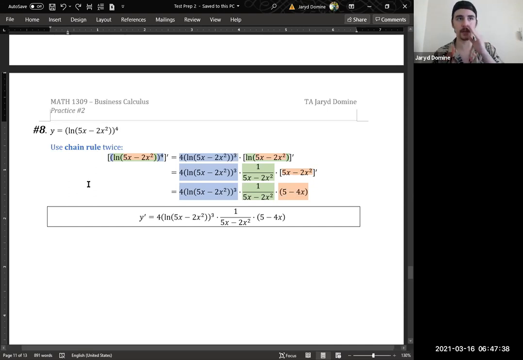So chain rule, we peel back all the layers. All right, so what happens when we have a 4th power? Derivative of the 4th power, that's 4 times stuff to the 3rd power. Okay, so derivative of the outside, leaving the inside alone. Okay, and then multiplied by the derivative of the inside. And then in order to take this derivative, it's natural log of something. So we get 1 over something, right? Derivative of natural log is 1 over x, times the derivative of the inside. And the derivative of the inside, power rule, that's 5 minus 4x.